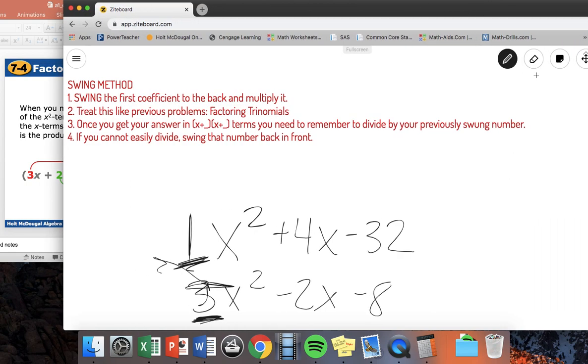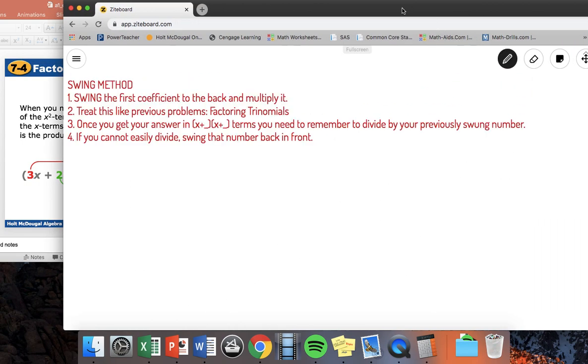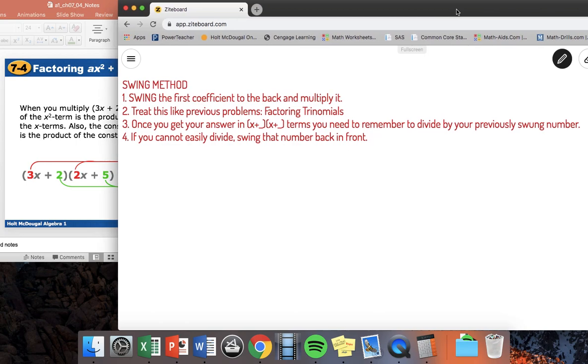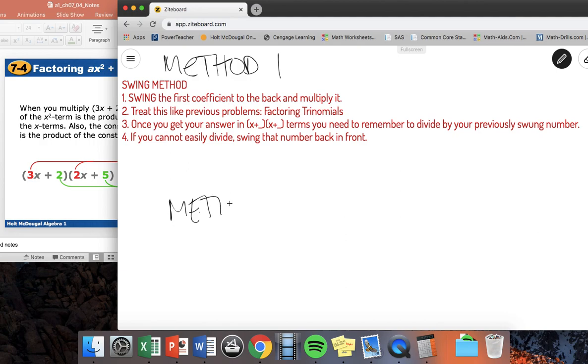So there are 2 methods. Okay, I'm going to show you one method. Okay, this is method 1. This is Miss Urban's preferred method. However, there is a method 2. And I'm going to tell you the difference between the 2 methods.